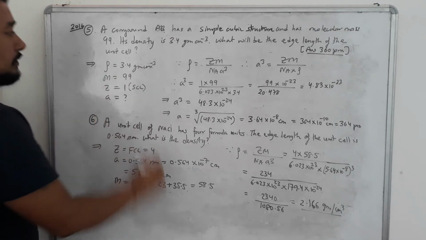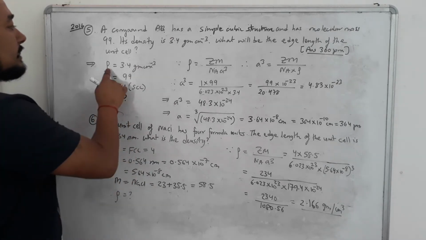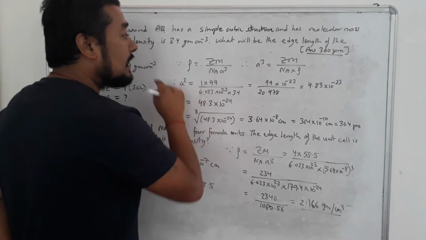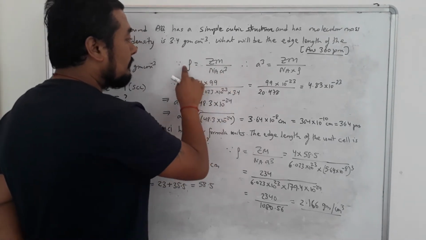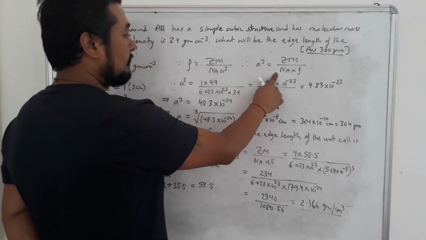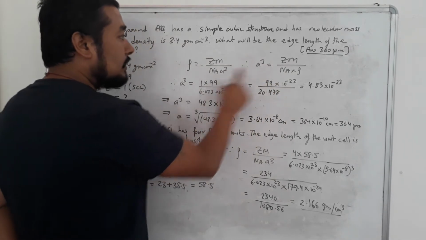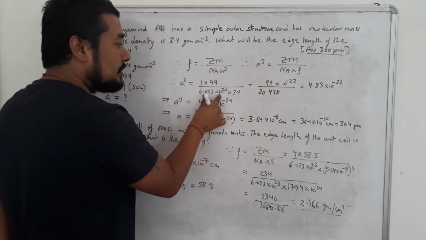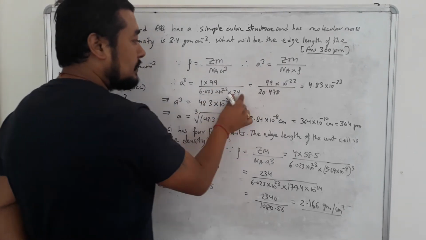Now the question is asking us to find the edge length. The density formula is rho equals ZM by a cube N A, and here what we have to find is a, the edge length. So I'll bring a cube up and rho down, so it will be like this. Now a cube is here, Z value is 1, molecular mass is 99, N A means Avogadro number, and rho is density, which is 3.4.